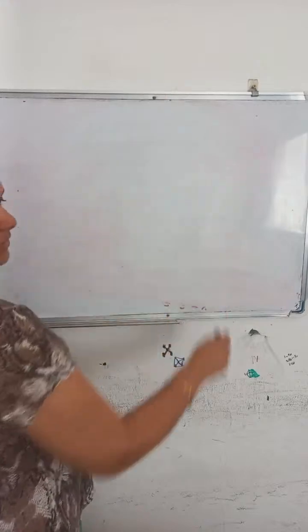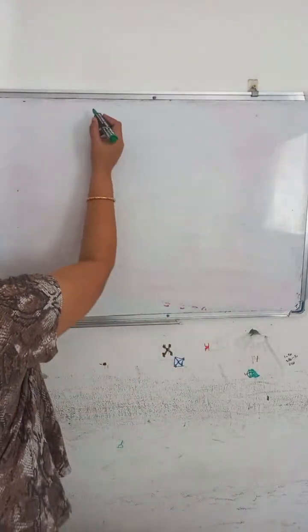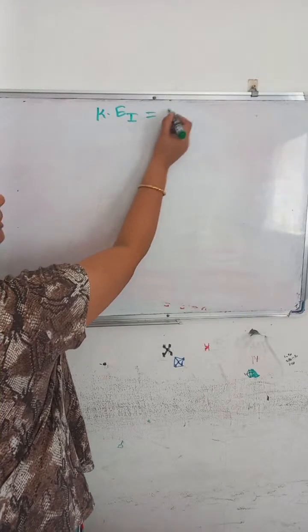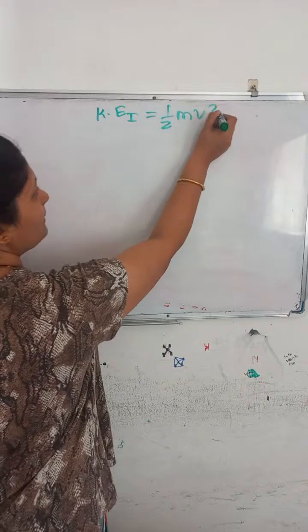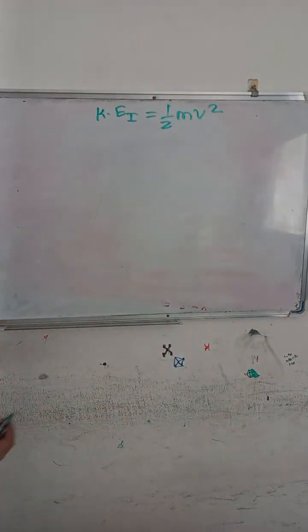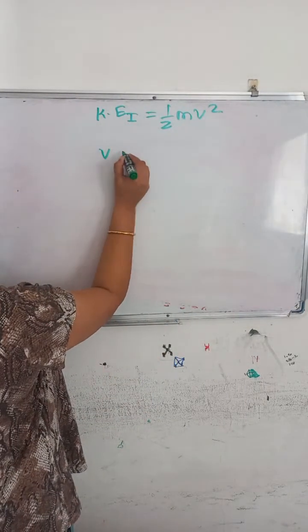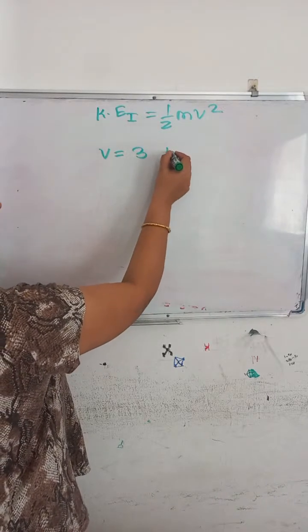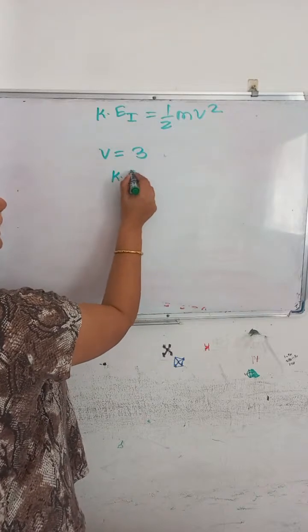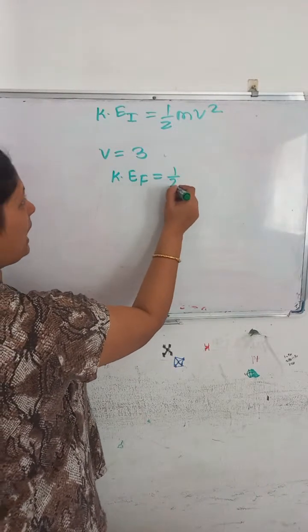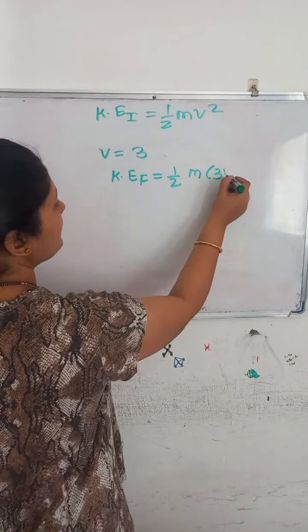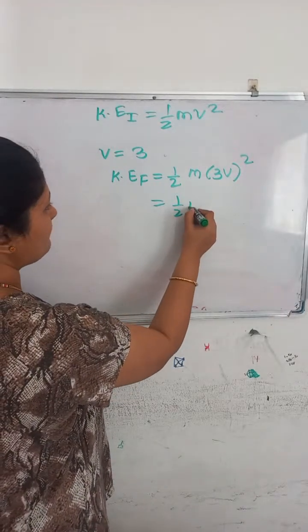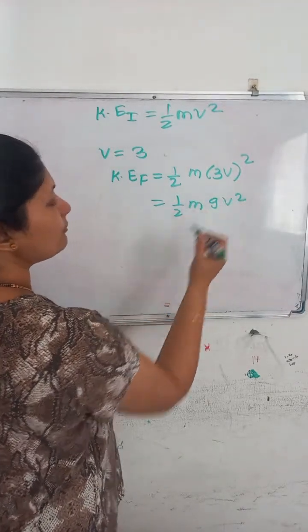Tripling means 3. Any body initially possesses kinetic energy, so initial kinetic energy is half mv squared. Now they are tripling the speed, so v is equal to 3. Then the final kinetic energy is half m, here 3 times v, squared. So half m, 9 into v squared.